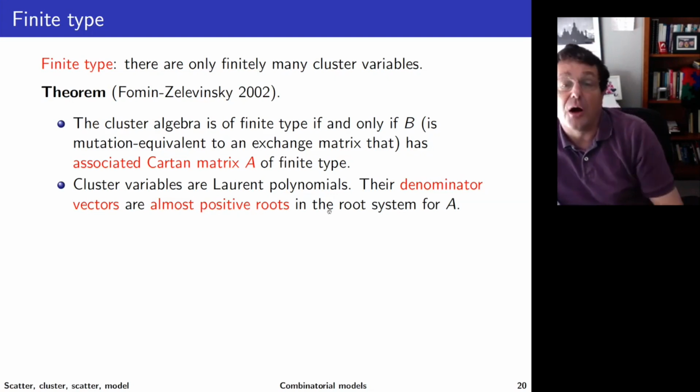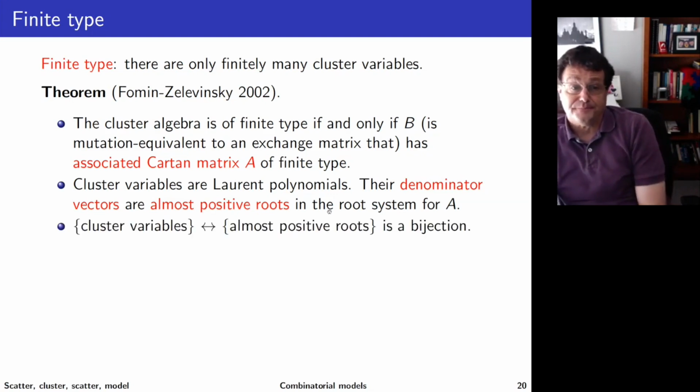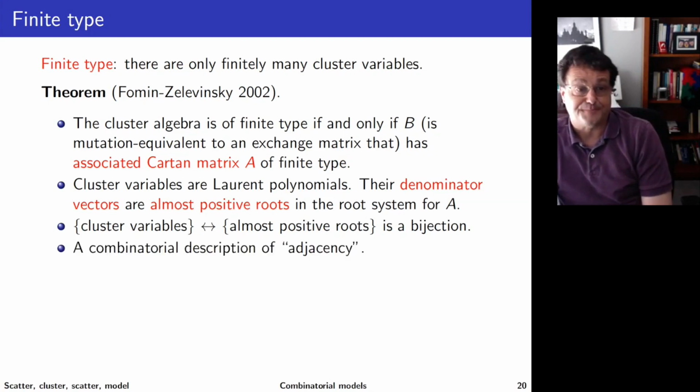The negatives of the simples are almost positive. Okay, and there's a bijection: cluster variables going to almost positive roots. That's a bijection. That's their theorem. There's also a combinatorial description of when things are adjacent.